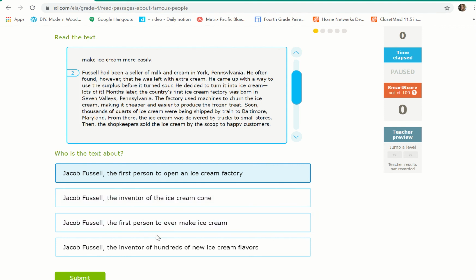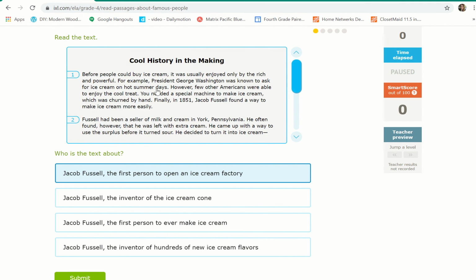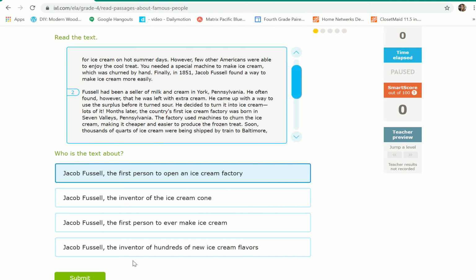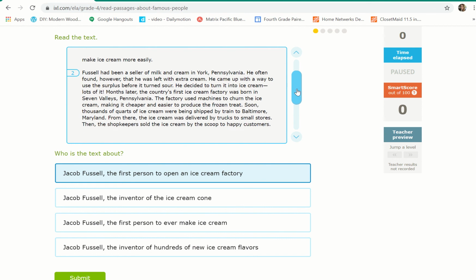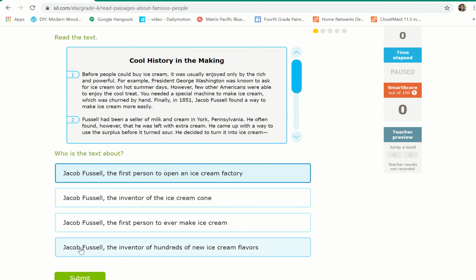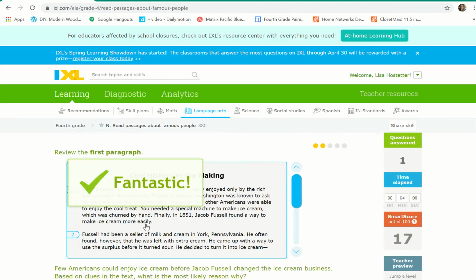It doesn't say anything about the first person to make ice cream, because in the first paragraph, it says that President George Washington already enjoyed ice cream. He didn't invent it. It just was way too expensive for everybody to enjoy. So only the rich and powerful got to enjoy it. And then Jacob, the inventor of hundreds of new flavors, that wasn't what he did either. Okay, so that would be the best answer.